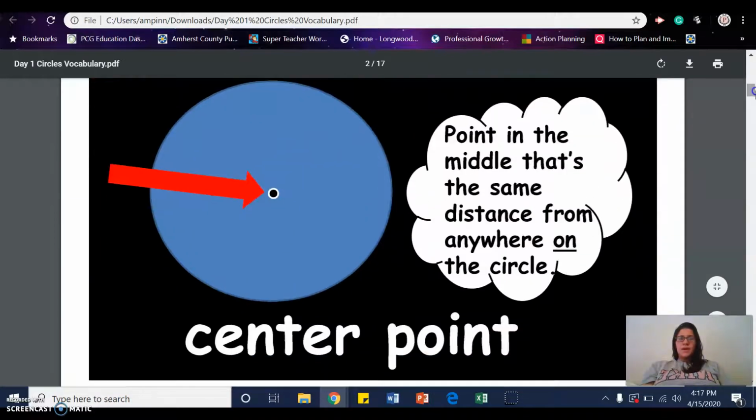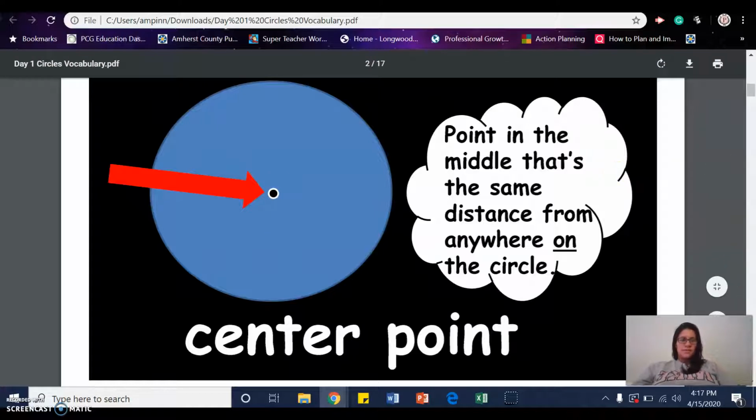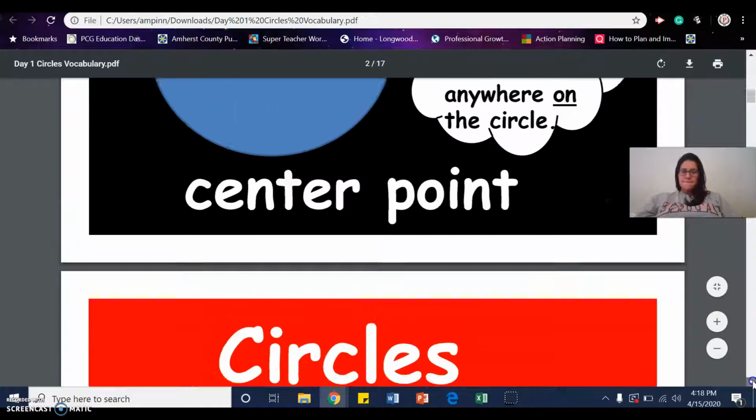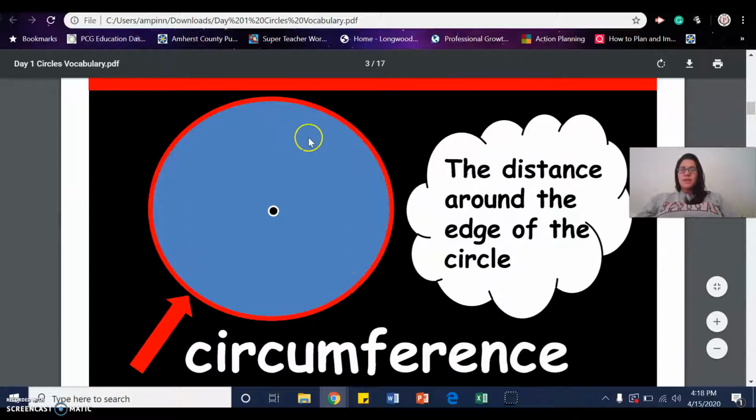All right, so the center point is the point that's right in the middle of your circle. That one's kind of easy to remember, right? The distance around the circle, so you see this red outer circle around the circle, that is your circumference. So it's the one that's going around the circle.